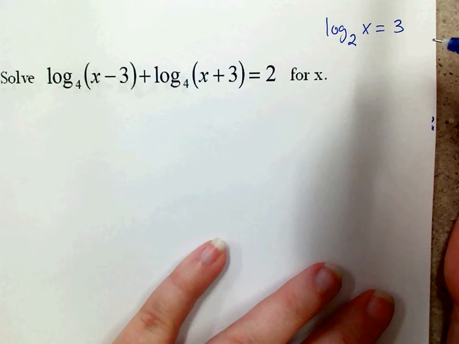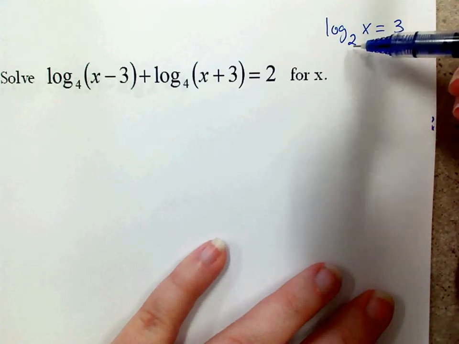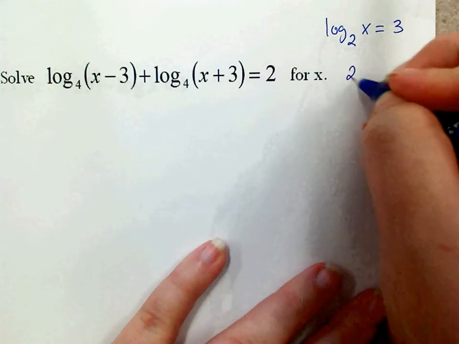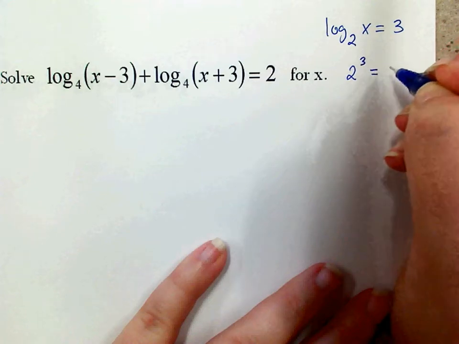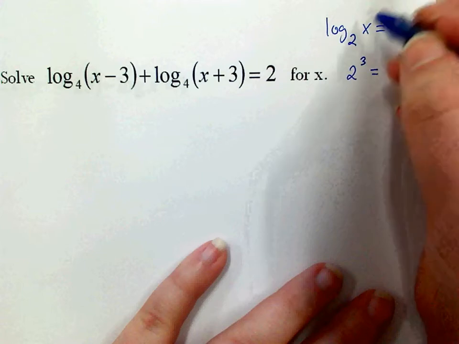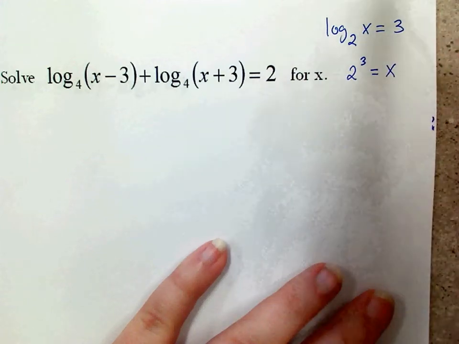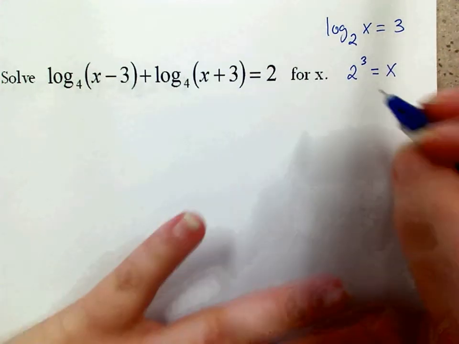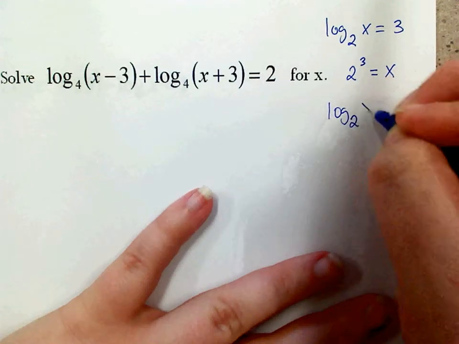Well, it's in log form. I could convert it to exponential. How do you do that? Base to the? Right. This is the base, they're never beside each other, so base 2 to the third equals x, yeah? Alright, so another way, just to remind us, log base 2 of x equals 3.